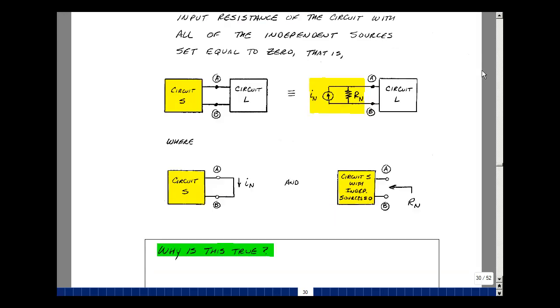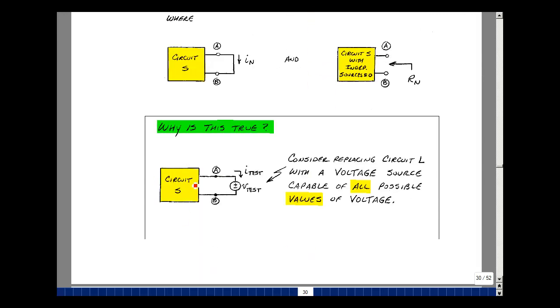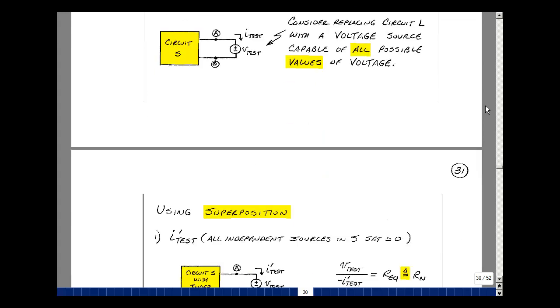Why is this true? Let's take the box, circuit S, take off the load that's there, the circuit L, and replace it with a voltage source that's capable of all possible voltages. And let's define a current I test in this direction and do the following. Let's solve for the current I test by using superposition.